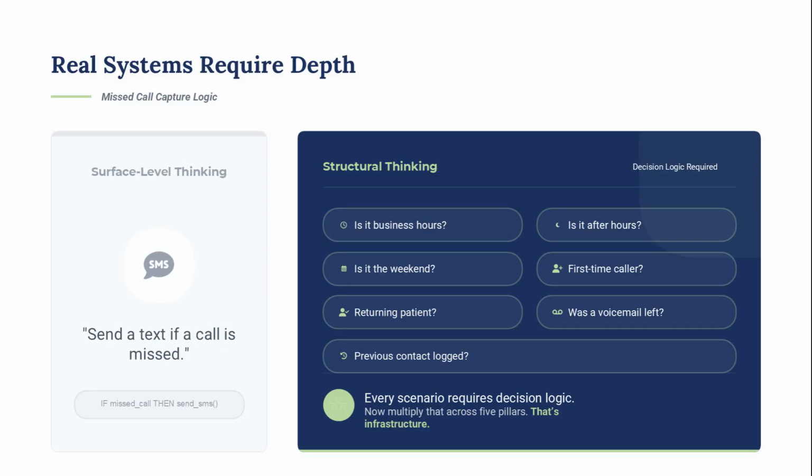And that's just one scenario. Now multiply that across the entire life cycle. Follow-up, referrals, reactivation, reputation, capture. That's not a single automation. That's infrastructure. And this is where the difference becomes real, not theoretical. Because stable practices don't rely on one rule. They rely on connected decisions working together.